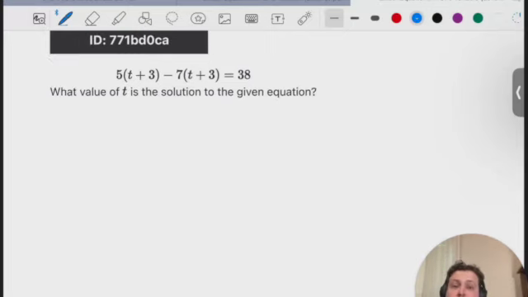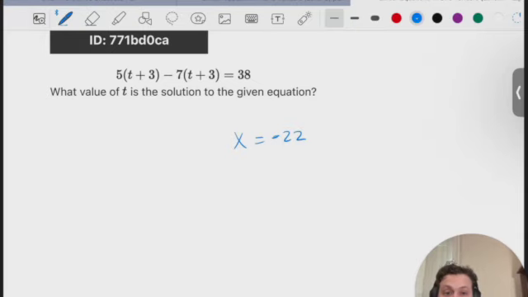What's the value? Okay, finally. It says it's a difficulty 3, but it doesn't feel like it. Solve 5(x + 3) - 7(x + 3) = 38. Solve for x. I get that x equals negative 22. Right into the solver function.